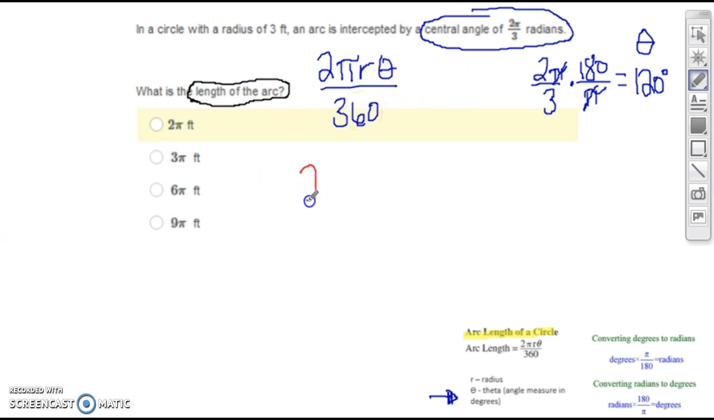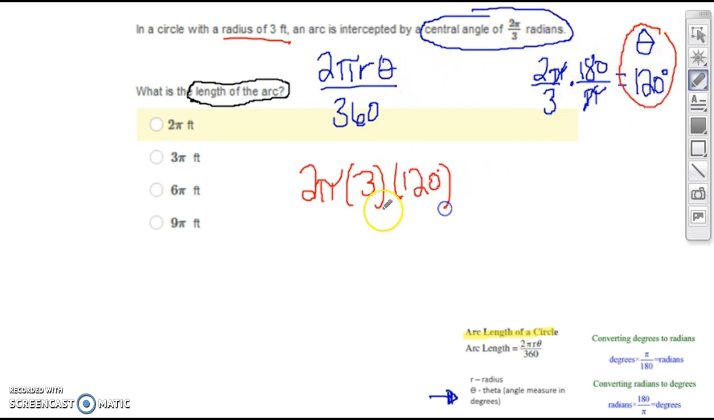Okay, so I have 2 pi. For r, I'm going to plug in the radius, which is 3. For theta, I'm going to plug in my degrees. Remember, you can't plug in radians. It has to be in degrees. All over 360. Now notice pi is in each of your answers, so you don't actually want to type it in the calculator. You just want to leave it on your answer. So I'm going to kind of ignore it and put it over there on my answer.